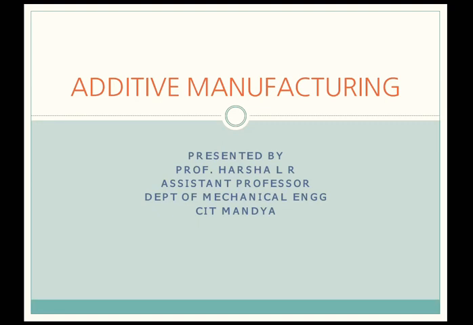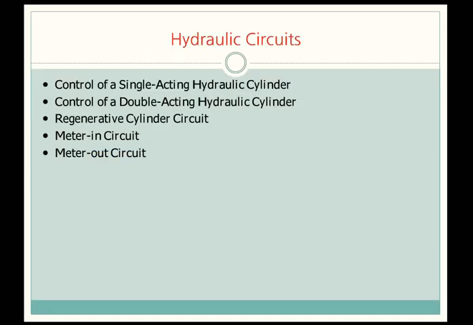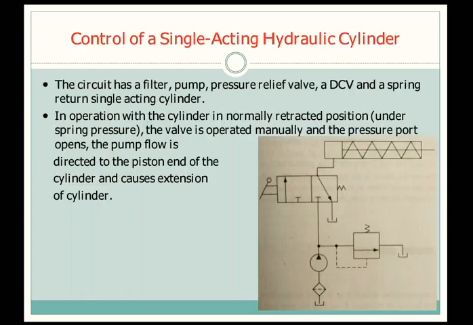Dear students, today we shall discuss the next topic, that is hydraulic circuits. In design of hydraulic circuits, there are four types of design: control of single acting hydraulic cylinder, control of double acting hydraulic cylinder, regenerative cylinder circuit, and meter in and meter out circuit. Now we shall discuss the first one, the control of single acting hydraulic cylinder.